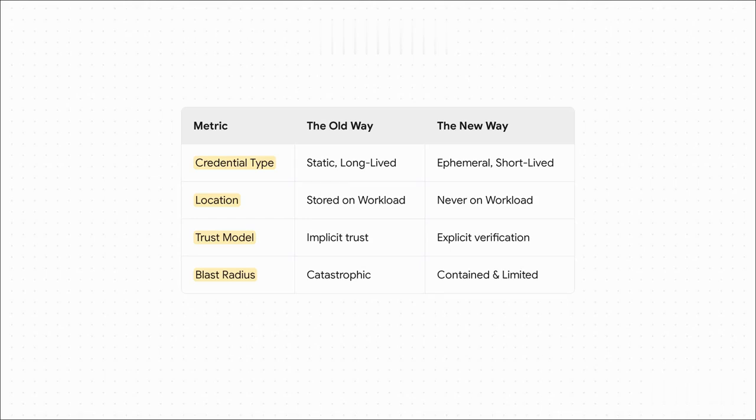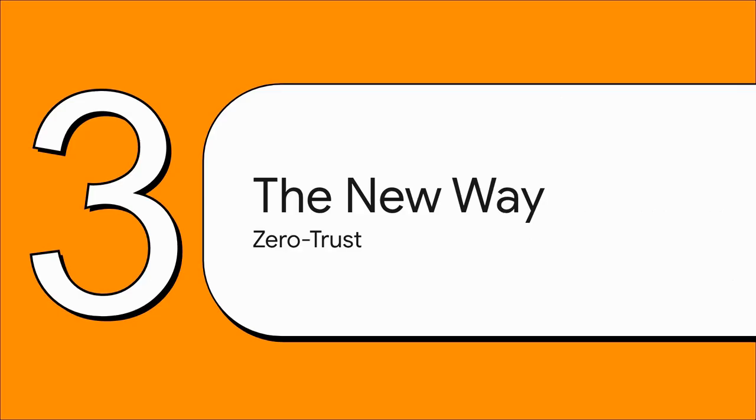And when you put them side by side, the contrast is, well, it's night and day. The old way relies on static keys, stored on the workload, implicitly trusting that key for potentially years. And the result? A catastrophic blast radius if it's ever compromised. Now we're about to dive into the new way, which flips every single one of these on its head. So, welcome to the new way.